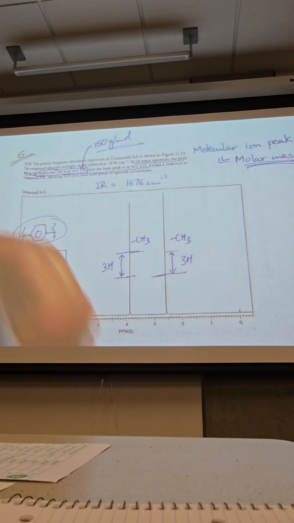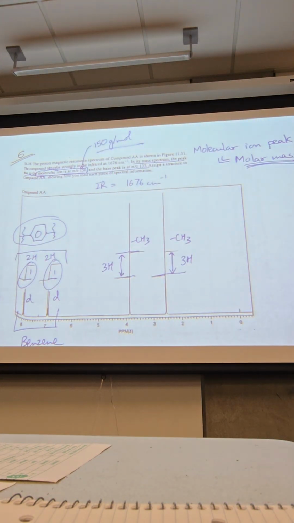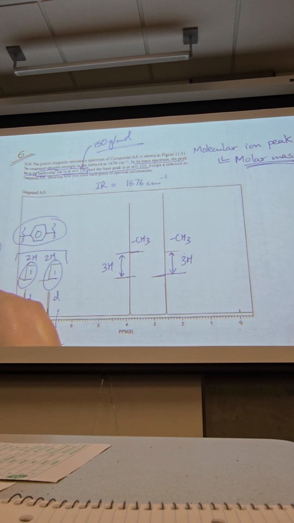There are 2 CH3. So what will be the total mass of 2 CH3? 30. What is 76 plus 30? 106. Right? Everybody okay? What's left? Molar mass was 150. So we need 44 more grams per mole.